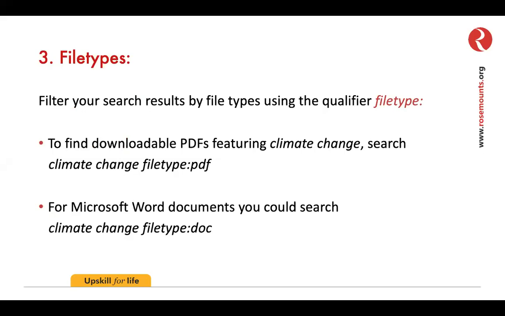For example, if you're looking for material related to climate change and you want a PDF file on that, you can type in climate change, file type, colon, PDF. And if you're looking for a doc file, then it's colon doc. But of course, you have to mention the keyword climate change, then the words file type, and then colon and then doc.